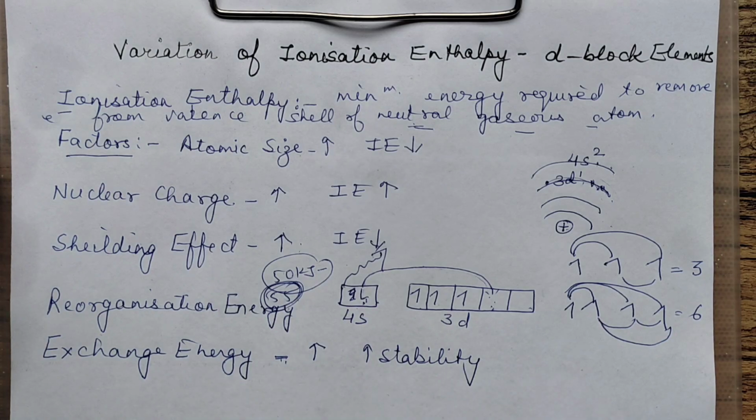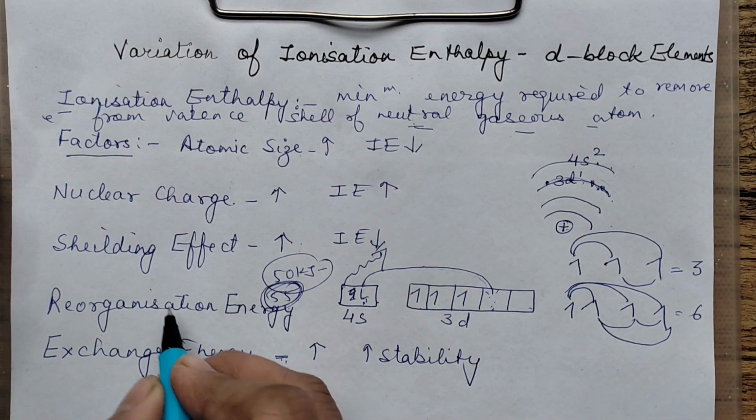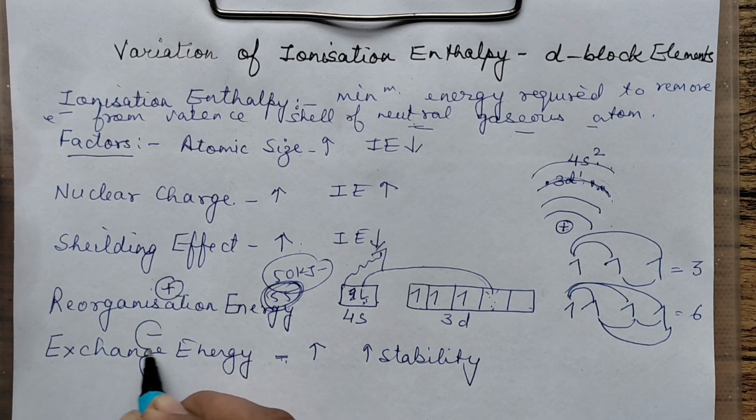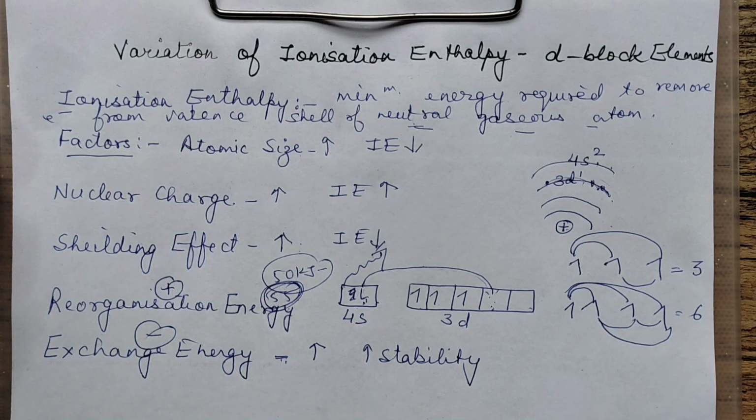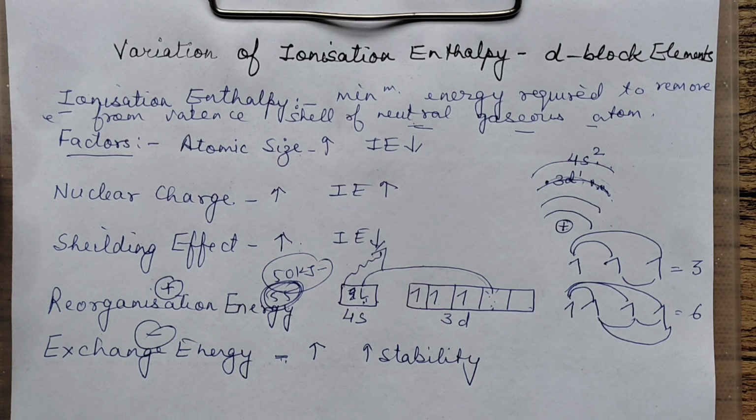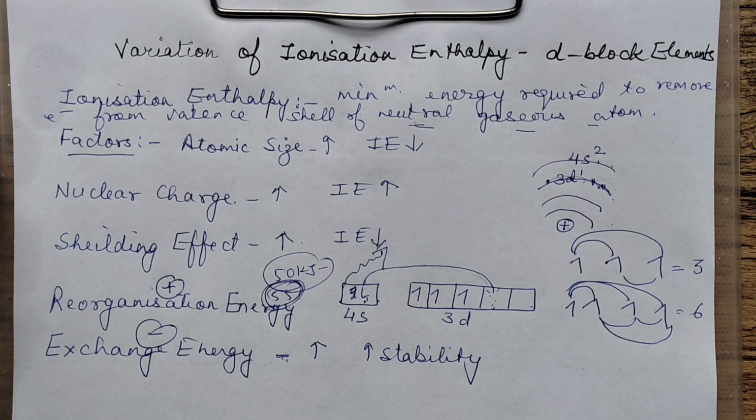That means there is not only the ionization energy, that is the energy required to remove an electron within the d orbital, there is reorganization also happening, which will result in more exchanges. The more the exchanges, the more the exchange energy released. This is required energy, this is released energy. The more the released energy, the more the stability. So within the atom, there are exchanges happening to make it more stable. All these factors are responsible for the overall ionization enthalpy.